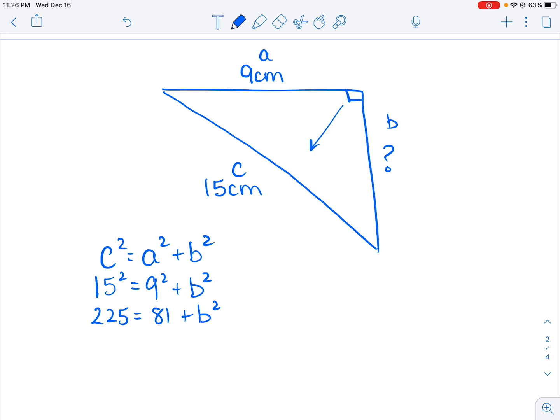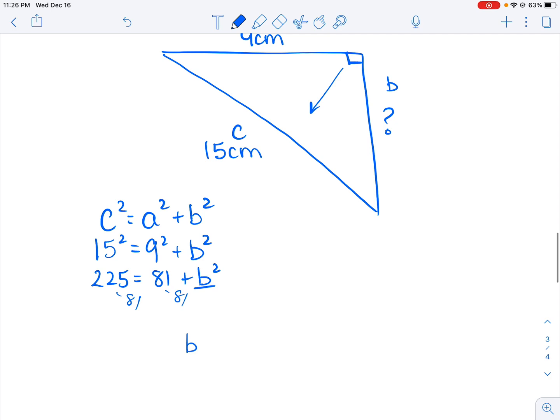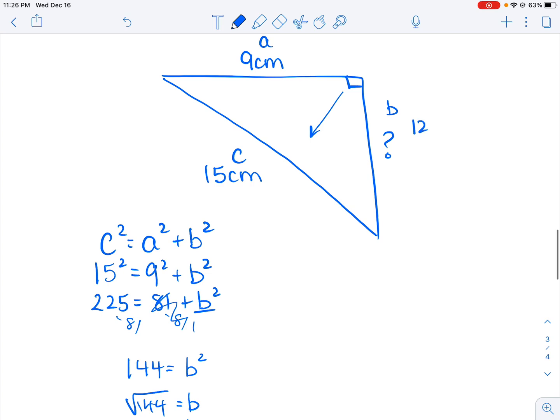Okay, so we want to get the B squared by itself. So we actually have to subtract 81 from both sides. It's just like when you are solving equations. You want to get the variable by itself. So B squared equals 225 minus 81, which would be 144. See, so now we have B alone because those went away. So then we take the square root of 144 and we get 12 for B. So now we know B is 12 centimeters.